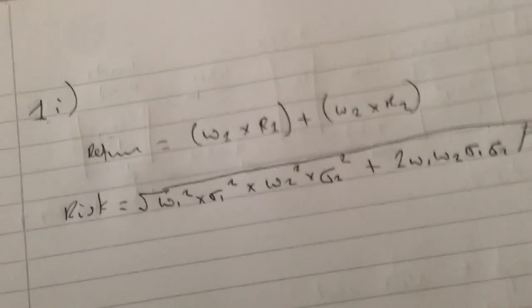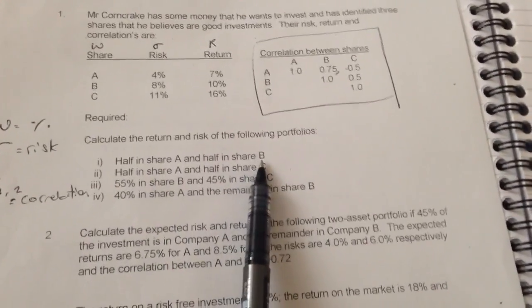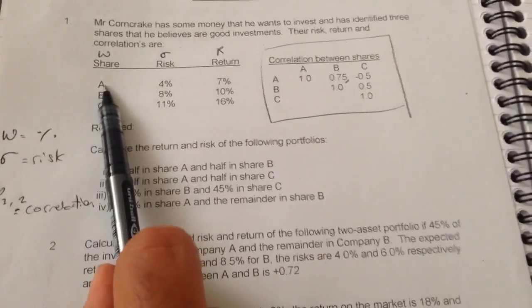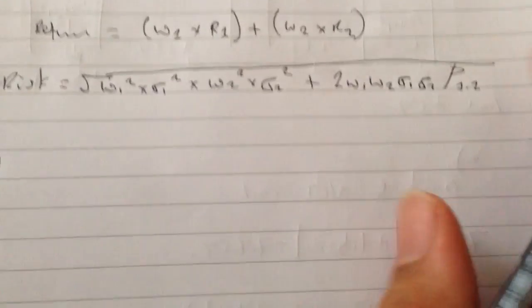So let's look at i. That's the formula. I is telling us that we've got half in share A and half in share B, and this is our portfolio. So share A is here and share B is here, and our risk and our return for share A is this. So half in share A, half in share B.